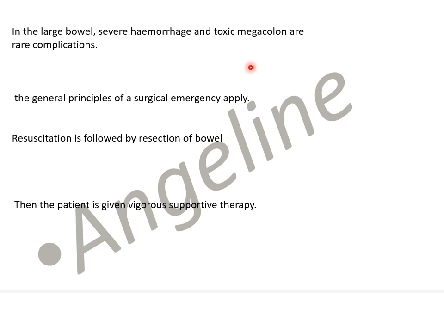You can have severe hemorrhage from these ulcers. Then you have to resect that part, or maybe you can try interventional radiology, to see whether it is a single bleeder and feasible to embolize, or there may be multiple ulcers bleeding. Interventional radiology may not work and you'll be forced to remove that part of the wall. So it's the general principle of a surgical emergency: you have to resuscitate followed by resection. Then the patient is given very vigorous anti-amebicidal and supportive therapy because it has become a surgical emergency now.